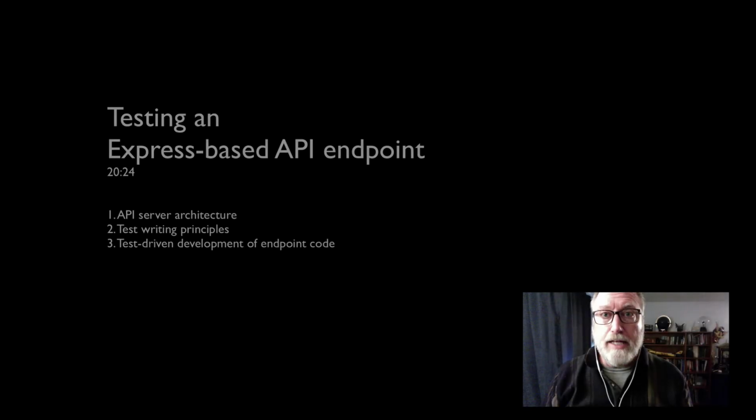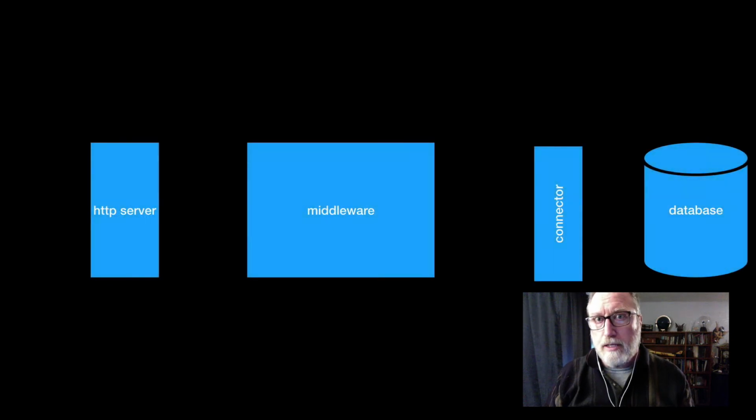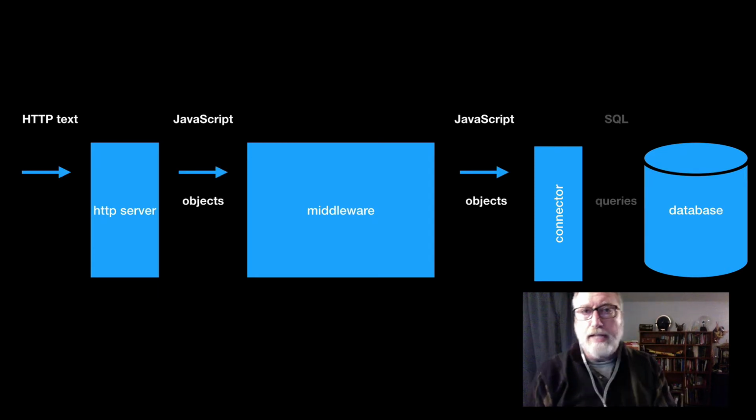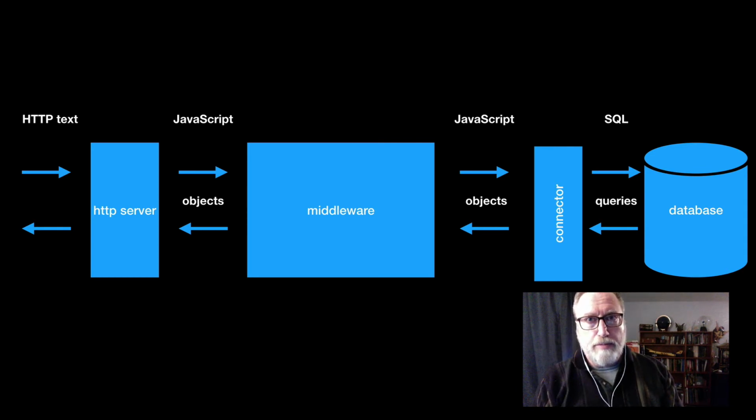We're working in JavaScript and Node to create an API-driven backend using the Express framework. Now, the architecture we're creating has an HTTP server provided by Express, has a bunch of middleware that we're writing. We're using a database connector called Knex, which talks to a Postgres database.